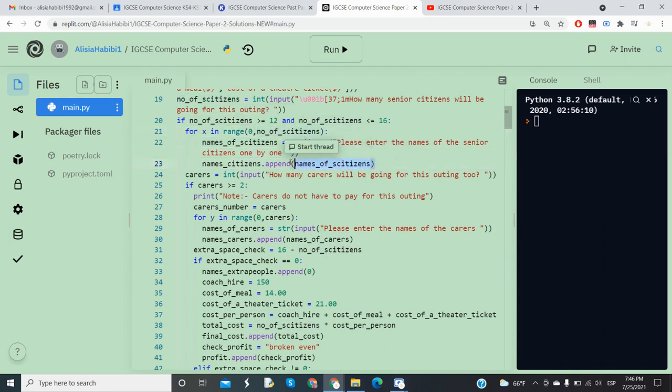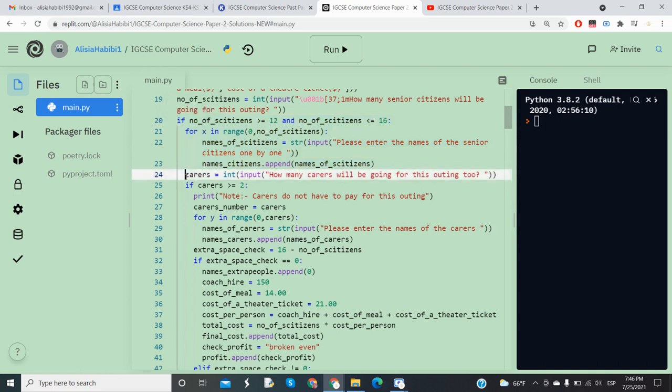As you can imagine, this part is relevant for task 2, because task 2 does ask you to print the list of people going. And for you to be able to do that, you need to have a place where you can store the names of the citizens, the carers, and if there are any extra people going as well.